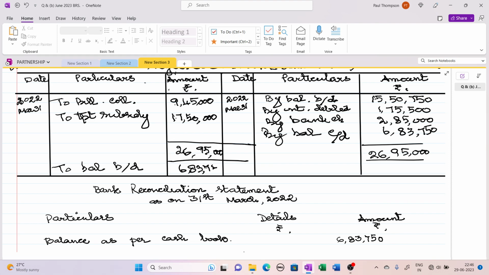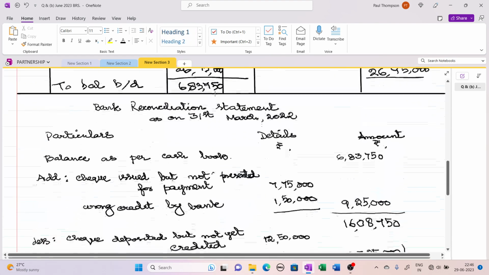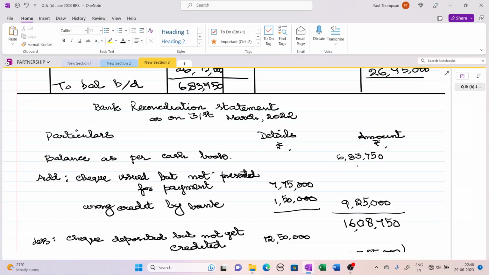Then you will understand this is a favorable balance because it is appearing on your debit side. So now the BRS you have to make. Balance as per adjusted cash book is favorable 6,83,750. So again 4 items will appear, cheque issued but not presented. You have to add back because to this extent the balance in your bank will be increasing. Wrong credit by bank will also increase your balance to 9,25,000.